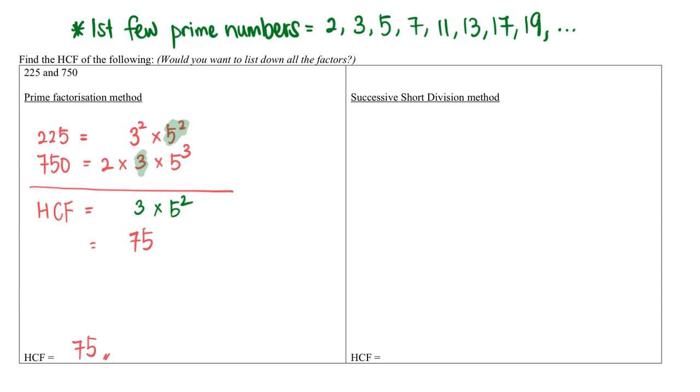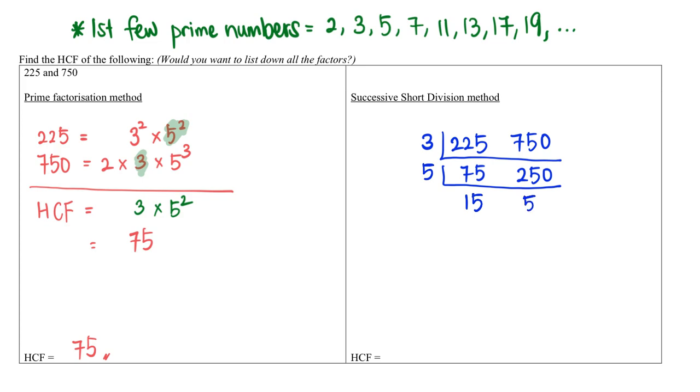Using the short successive division method between 225 and 750, both cannot be divided by 2. I move on to the next smallest prime number, which will be 3, and that will give me this. And I realize I cannot divide by 3 anymore, and therefore I would then have to divide by 5, which is the next smallest prime number. This will give me 15.